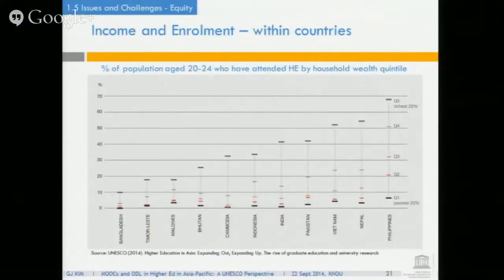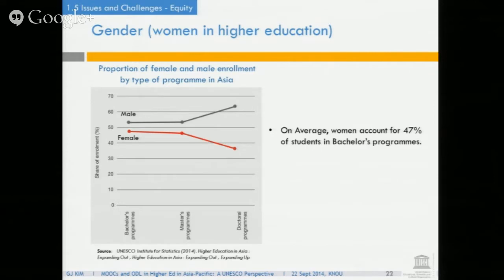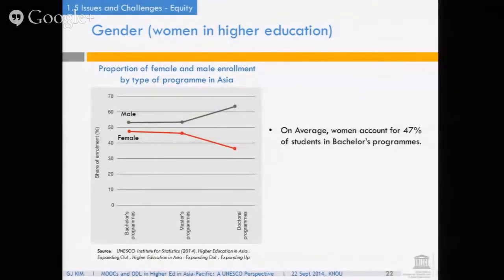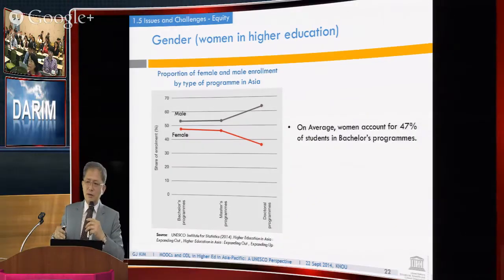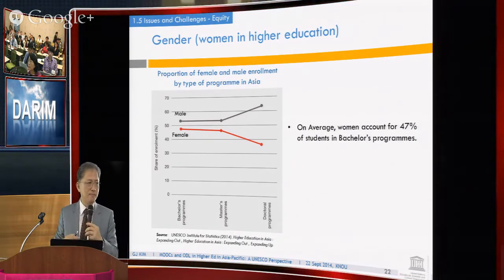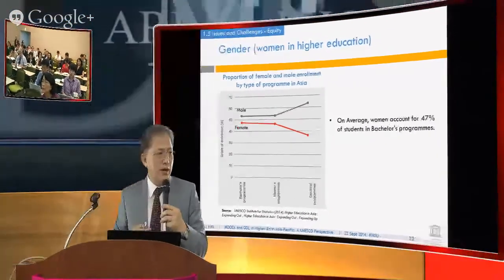Okay. I think this is too obvious, our smart audience will all understand. Gender gap, men and women. When it comes to bachelor's and master's degrees, the females are not doing well enough, but the gap is not so big. But when it comes to advanced degrees, like a doctoral degree, there is a huge gap in general. Again, one needs to think about how ODL and MOOCs can fill the gap, narrow the gap. This is one of the reasons why I'm showing you this.